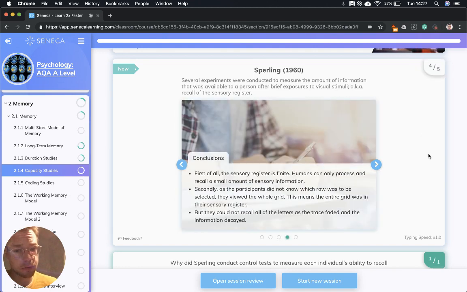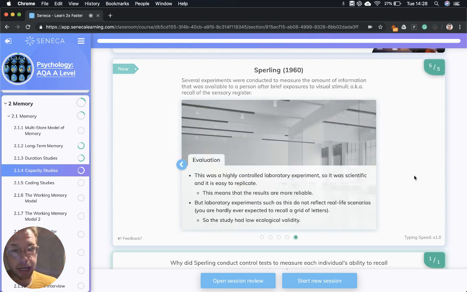Conclusions. First of all, the sensory register is finite. Humans can only process and recall a small amount of sensory information. Secondly, as the participants did not know which row was to be selected, they viewed the whole grid. This means the entire grid was in their sensory register. But they could not recall all of the letters as the trace faded and the information decayed.